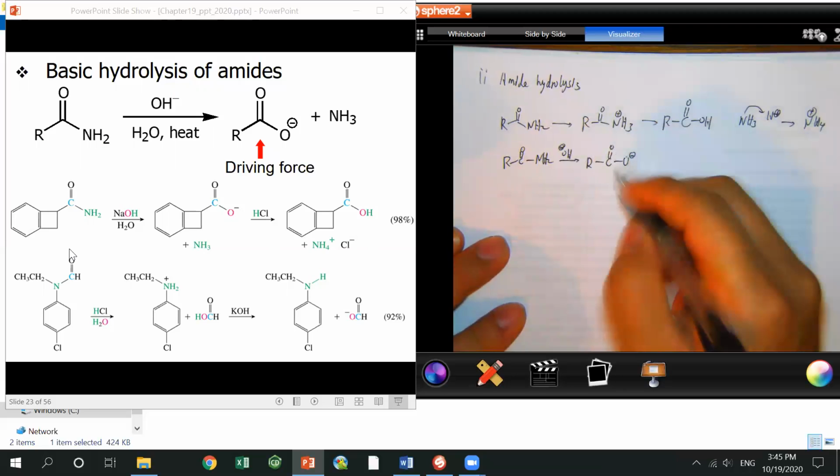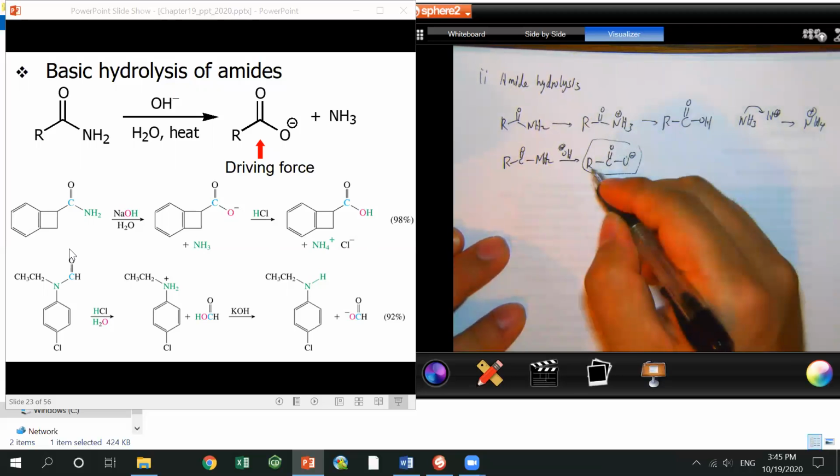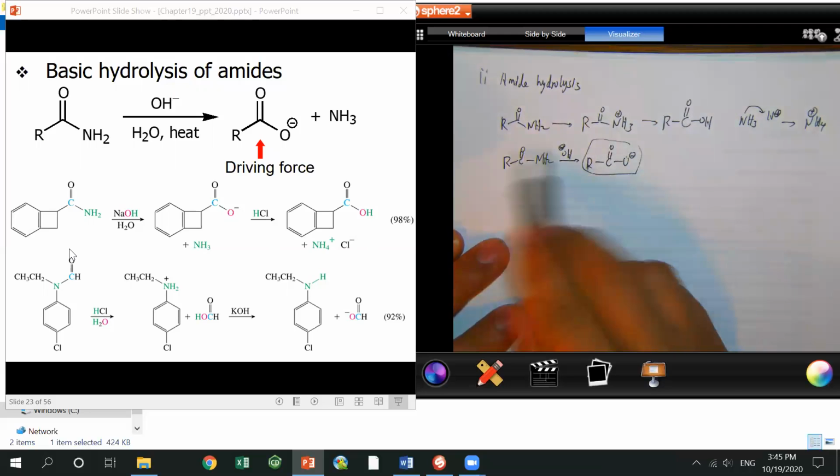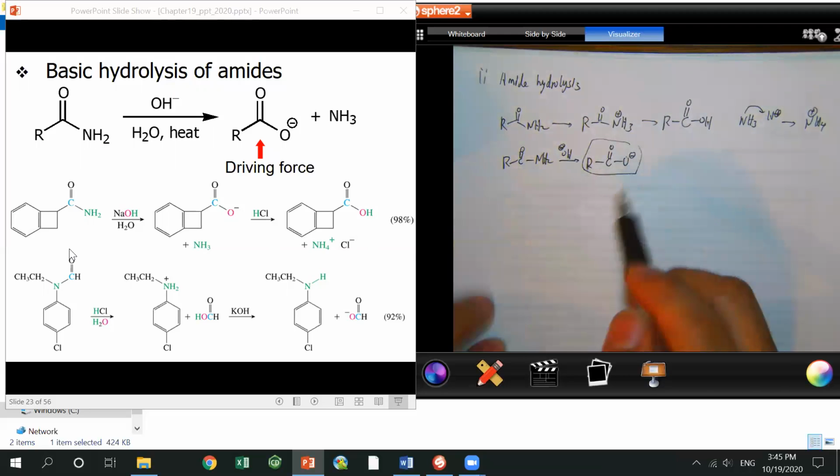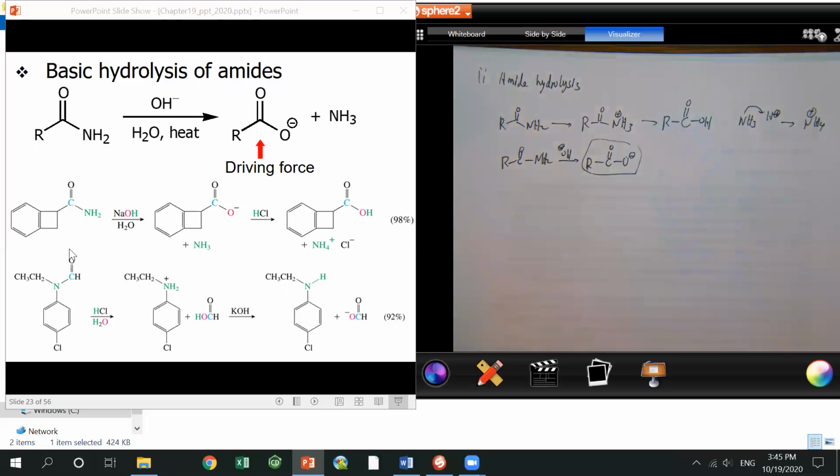Yeah, so this one is more stable than the amide. So that's why I can push the reaction to the right. And here they showed you some examples for the basic condition.